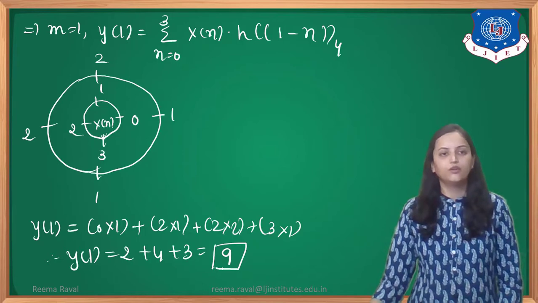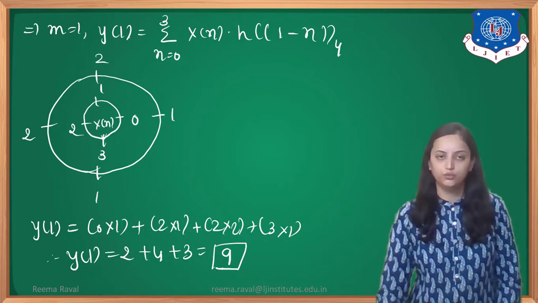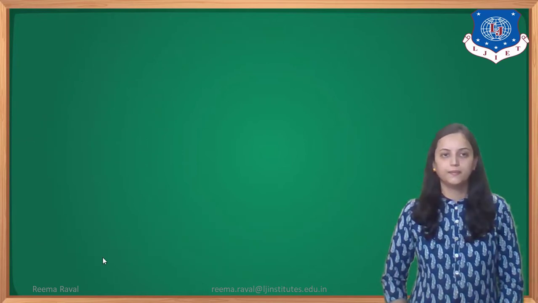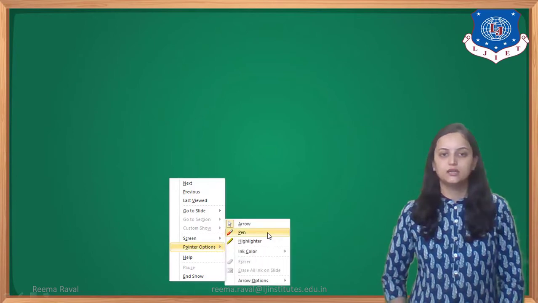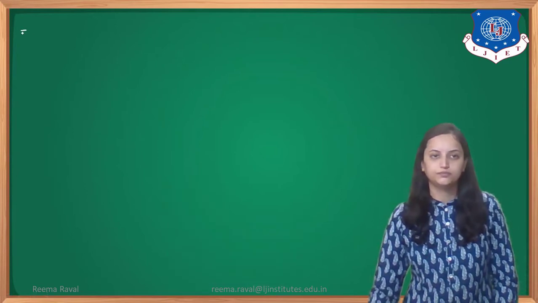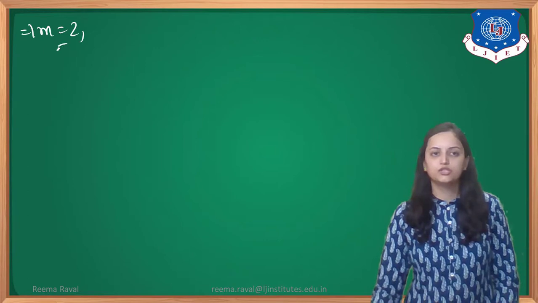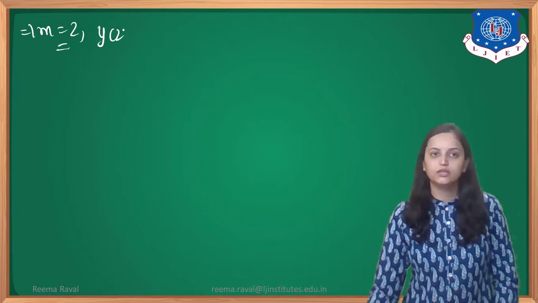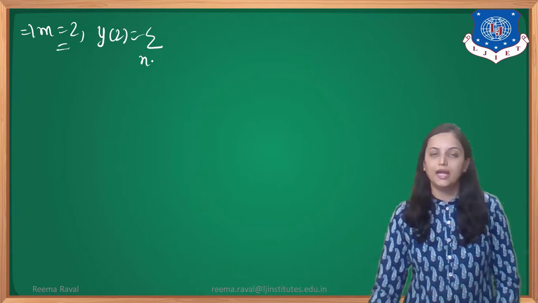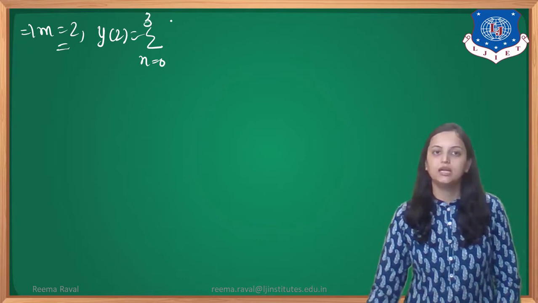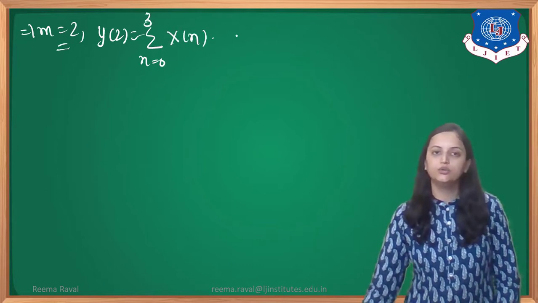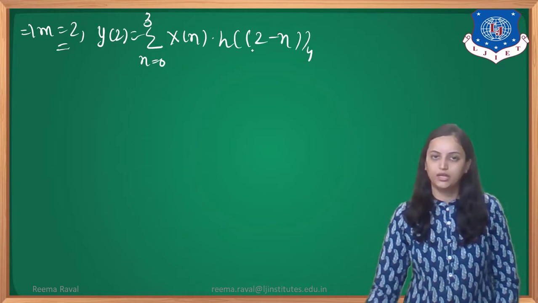Same way we will find for the next value, that is m equals 2. So next m equals 2. So for m equals 2 we will get y of 2, that is equal to summation of n equals 0 to 3 x of n into h of m, that is 2 minus n for 4 point.